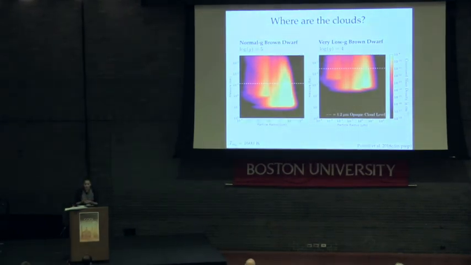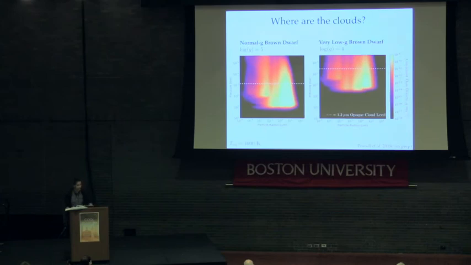So before we move on, let's briefly examine the differences between standard field brown dwarfs and very low gravity objects. So here again, I'm plotting condensed mass density as a function of both particle size and atmospheric pressure. On the left is the resultant cloud particle distribution for a brown dwarf with a canonical log g of 5, while on the right is a distribution for a very low gravity object with a log g of 4. So both of these objects have the same equilibrium temperature.